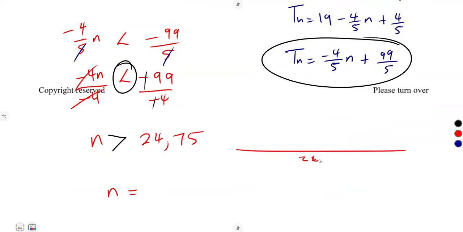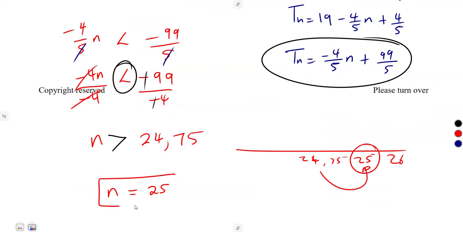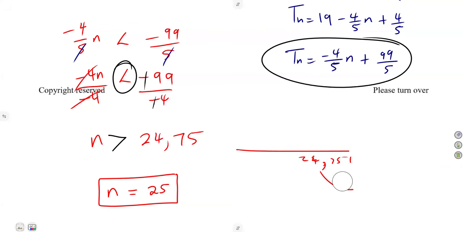According to this, 24,75, 25, 26. So the next will be 25. So n is supposed to be equal to 25. That's the first one. For numbers that are greater than 24,75, the first integer that we have there is 25. So we're talking about the number of terms. It must be a positive whole number that you are referring to.